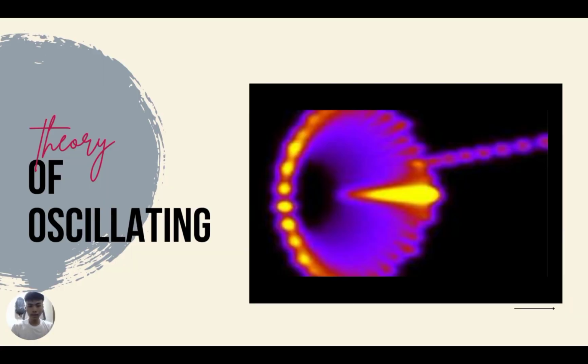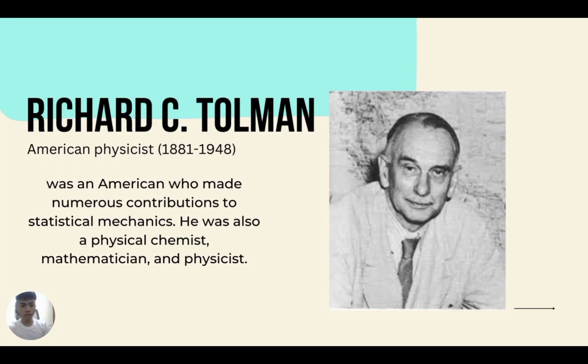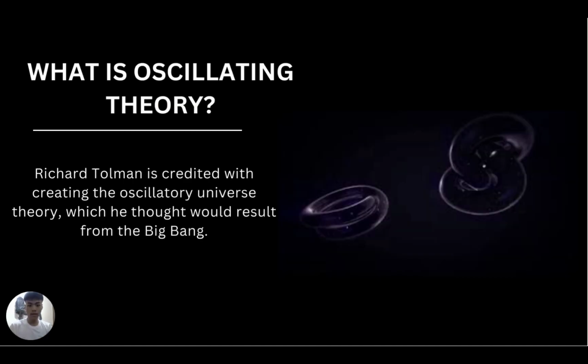Okay, the last one is the oscillating theory. Richard C. Tolman, an American physicist, made numerous contributions to statistical mechanics. He was also a physical chemist, mathematician, and physicist.